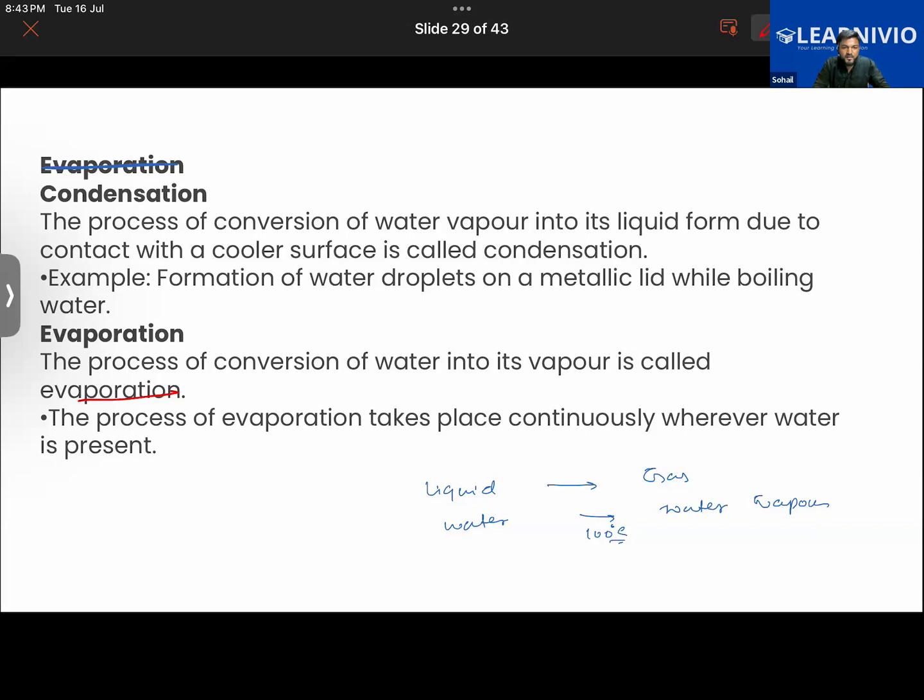Furthermore, for water to turn into water vapor, it does not have a fixed temperature. It will start to convert into water vapor above the freezing point.